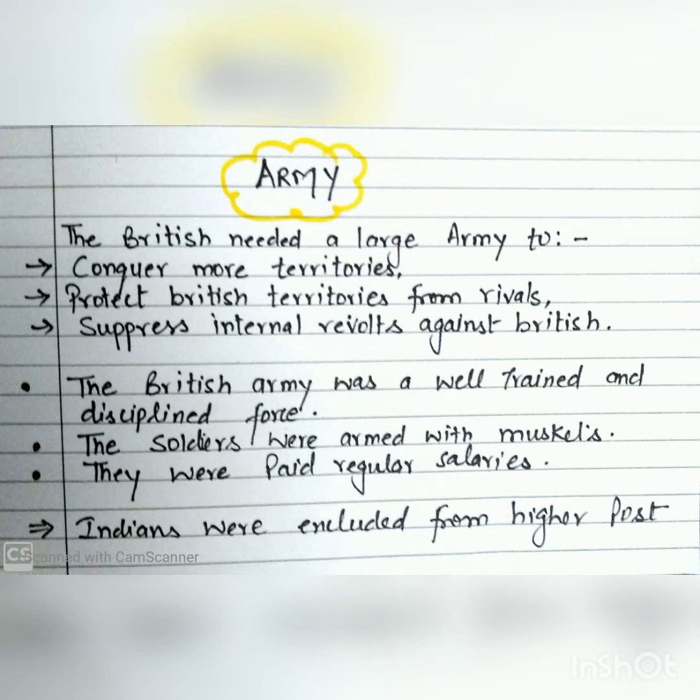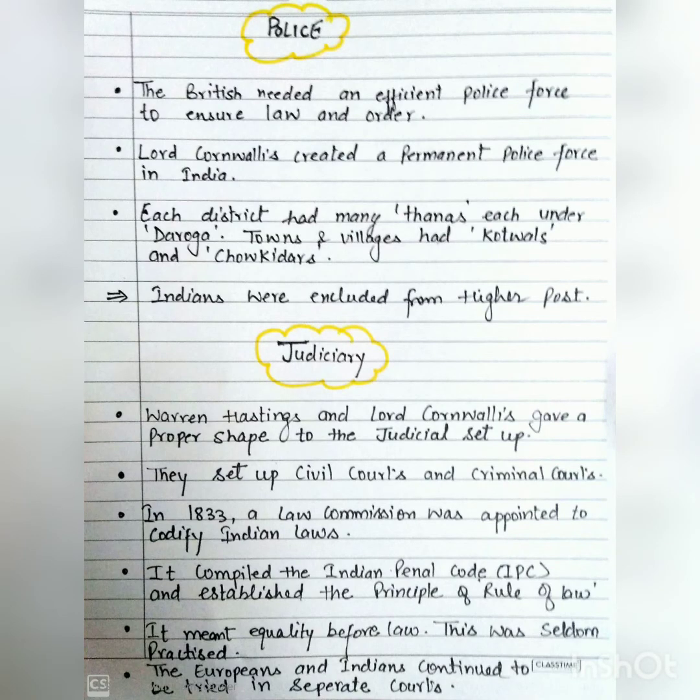Now the next is police. So British needed an efficient police force also to ensure law and order, to maintain peace in the conquered places. So Lord Cornwallis created a permanent police force in India. Each district had many thanas, each under a daroga. Towns and villages had kotwals and chowkidars accordingly. And later on, the post of district superintendent of police was also created, who used to look after the entire district.